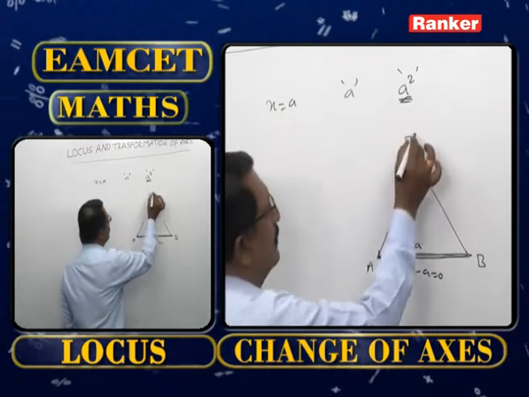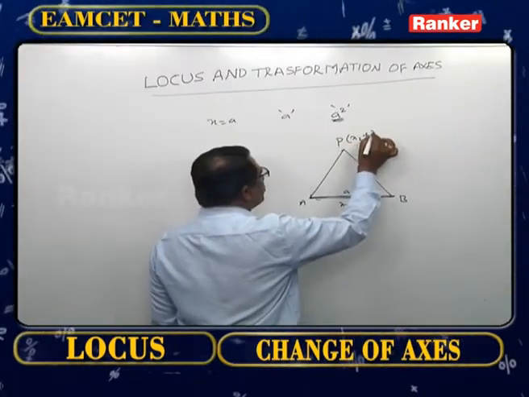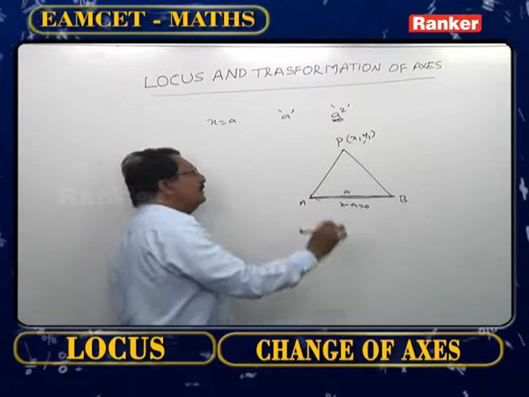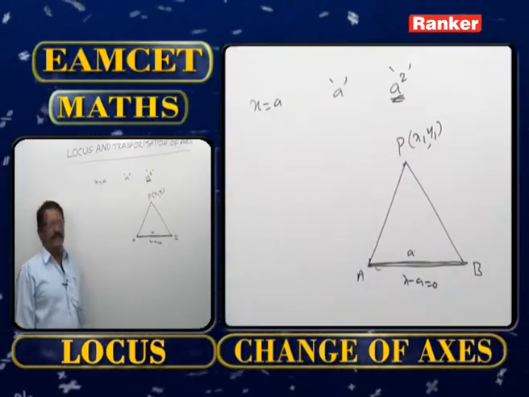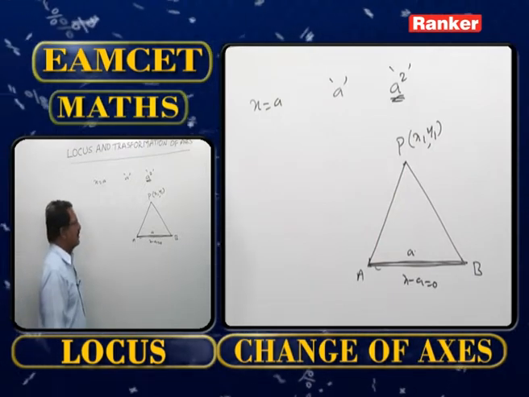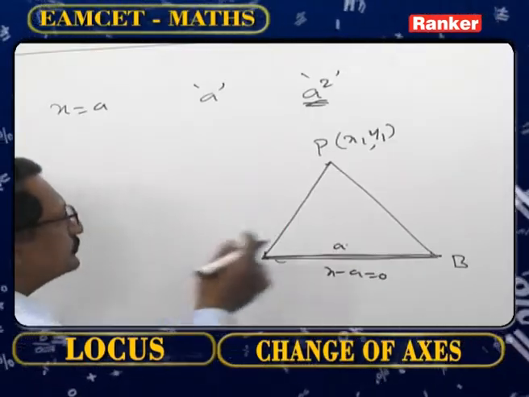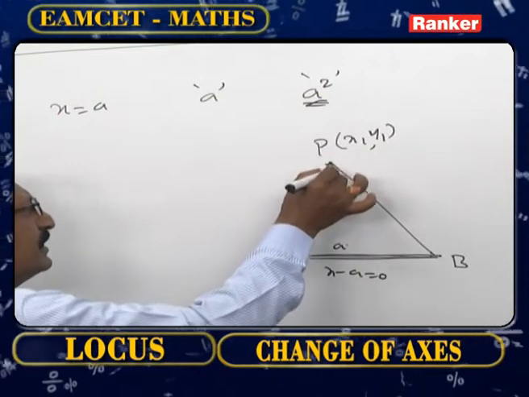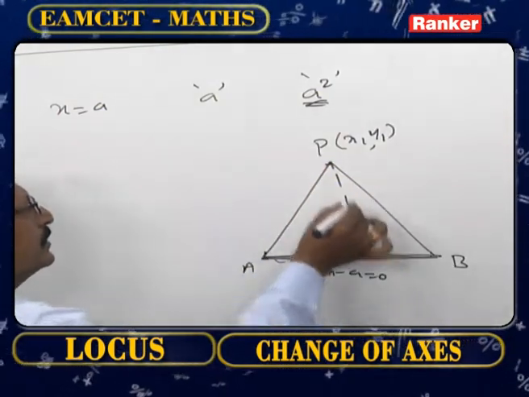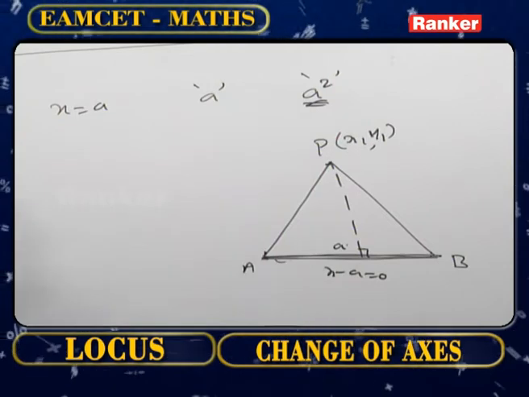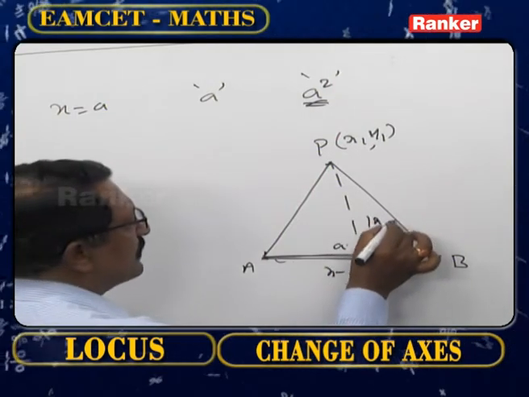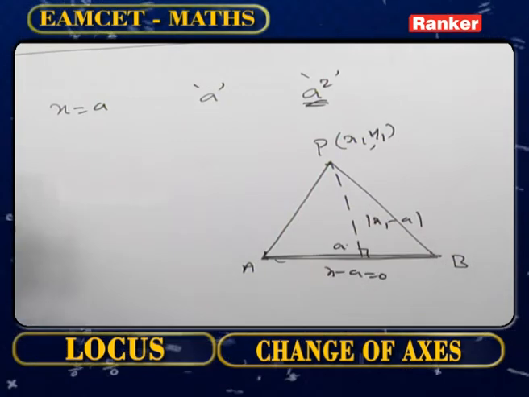Now consider P(x1, y1). The locus of the point P is required. Let P(x1, y1) be the vertex; we require the locus of the vertex P(x1, y1). Now the perpendicular distance from P(x1, y1) to the straight line x - a = 0 is |x1 - a|.